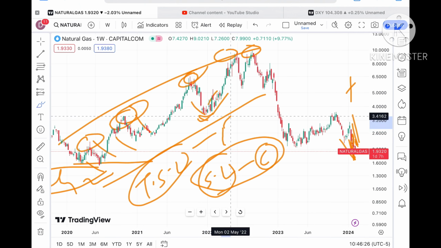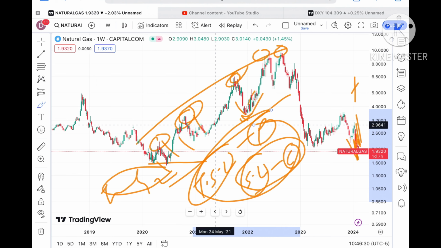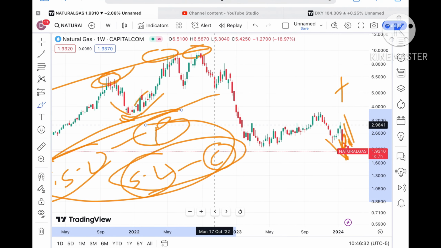But once you are started in profit, always try to trail your profit. This will help you to get more profitable trades.